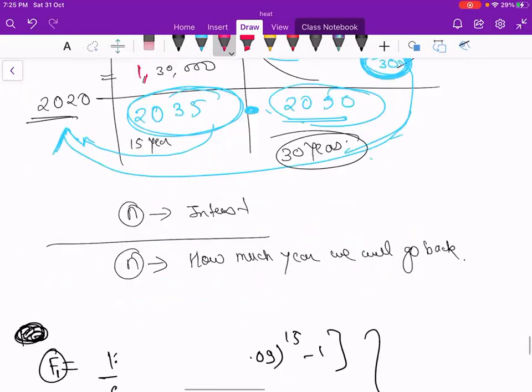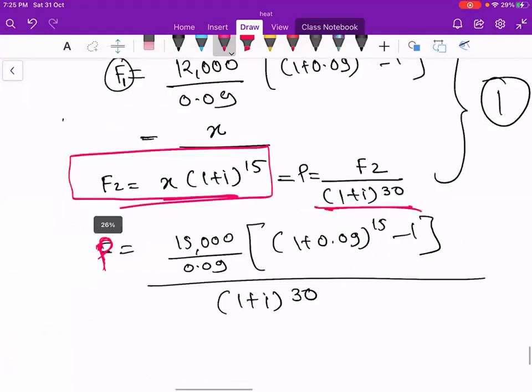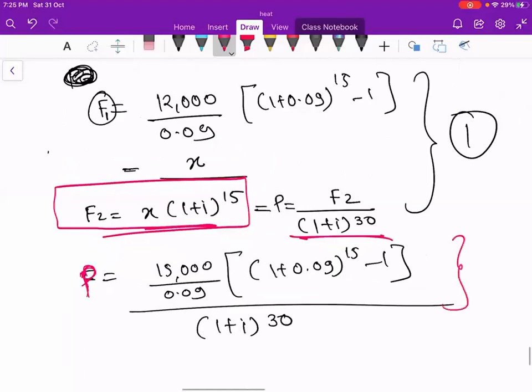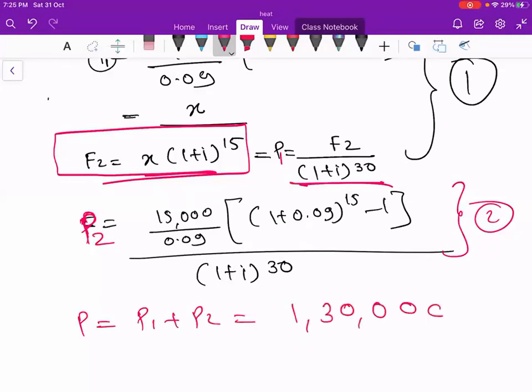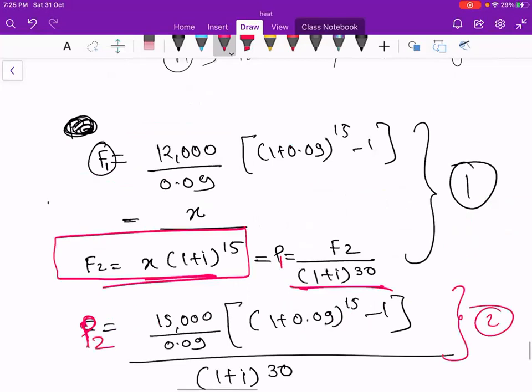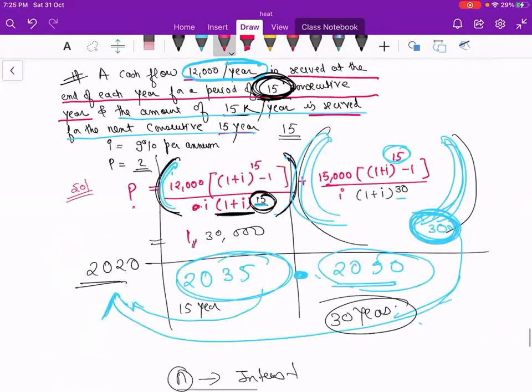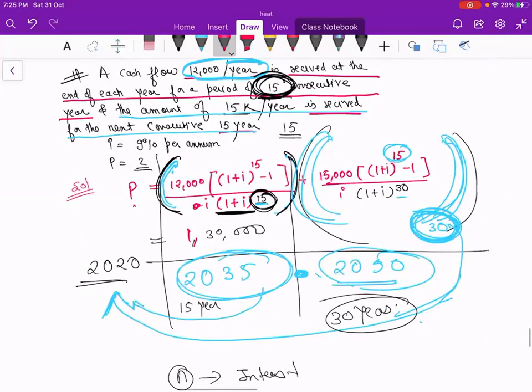As homework you can solve it like this. Now you can take this as P1 and this as P2. So P equals P1 plus P2. It will come to 1,30,000. So everyone got this? This is a great question.